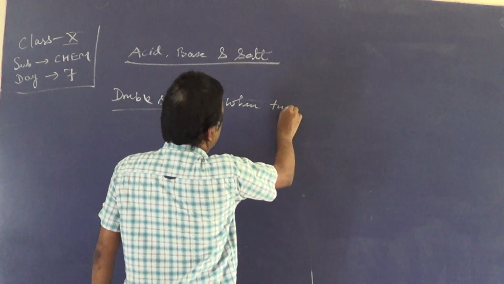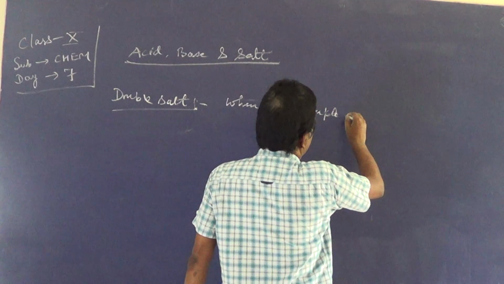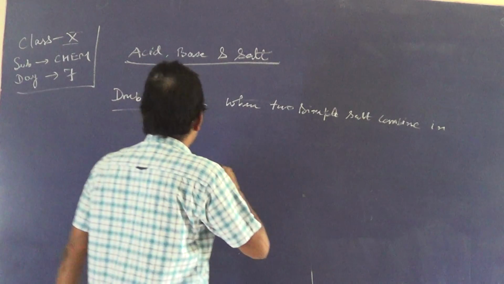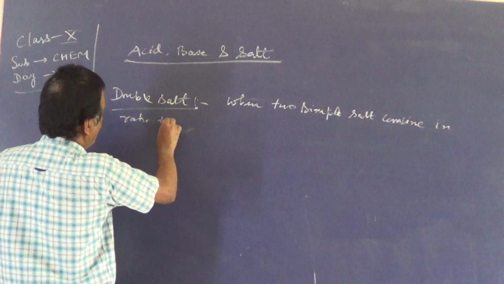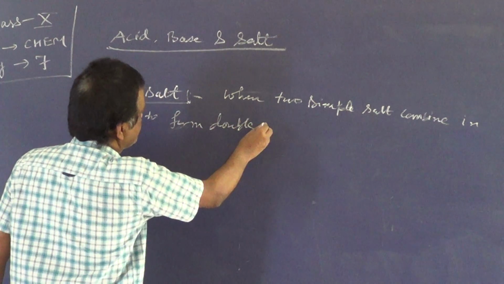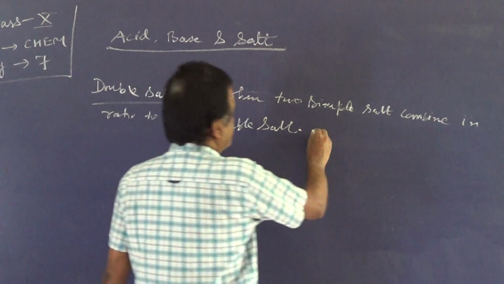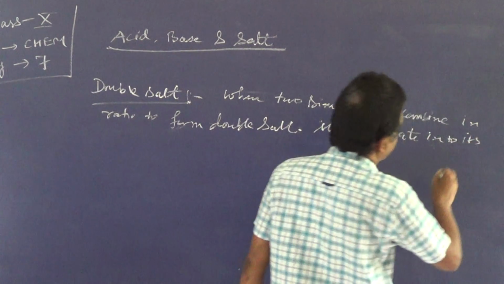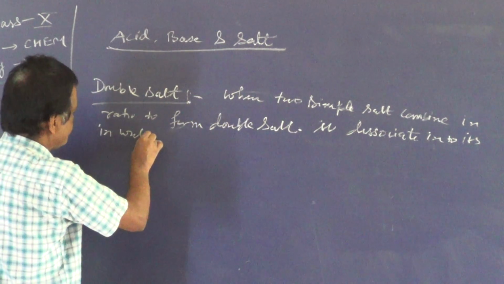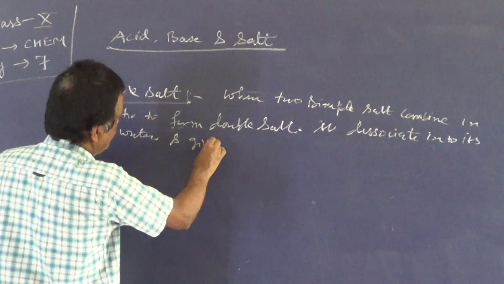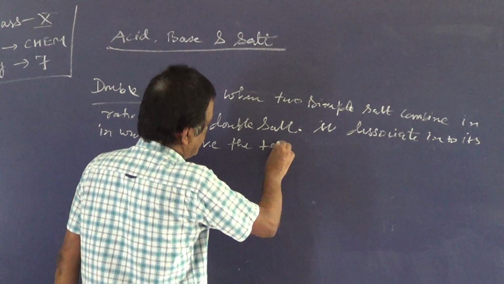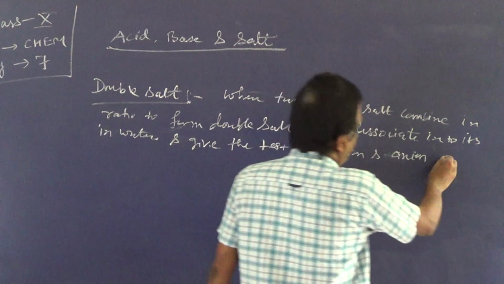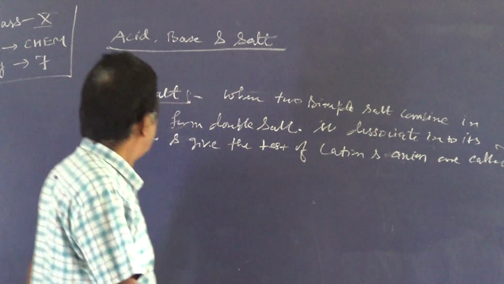When two simple salts combine in a ratio to form a double salt, it dissociates into its ions in water and gives the test of cation and anion. These are called double salts.